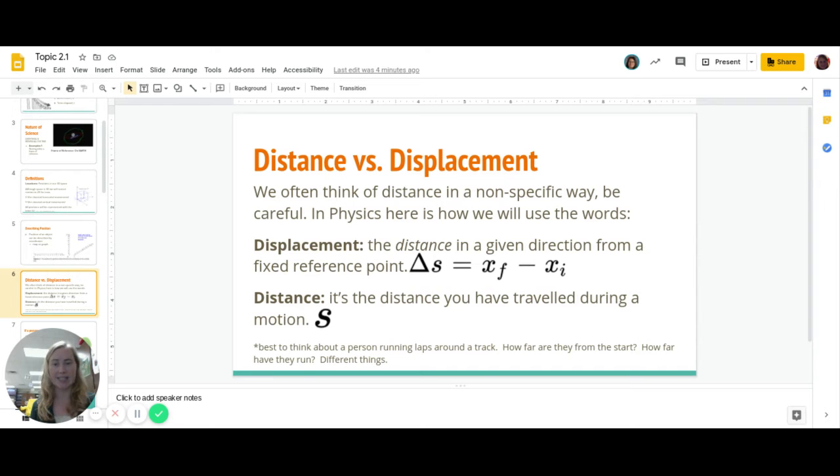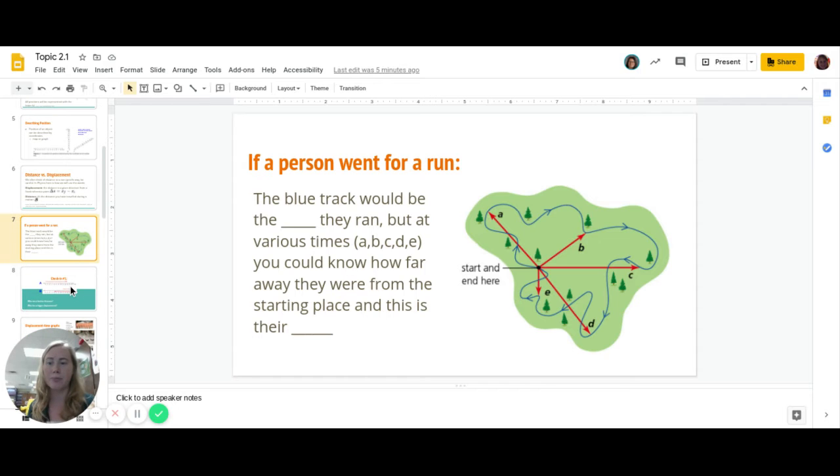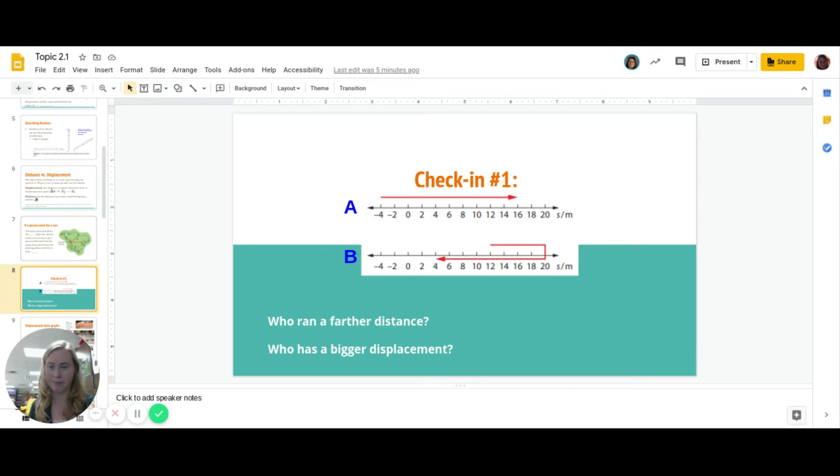The other word for distance is actually distance. And it's the distance you travel during a motion, represented by the letter S. I like to think of the difference between these in terms of someone going for a run. So let's do an example. If this picture is going to be someone going on a run, the blue track is going to represent their displacement as they ran. But at various times, A, B, C, D, and E, you could measure how far away they are from the starting place, and that would be a displacement. So pause this video and do this check-in. The correct answers should be that B runs a farther distance, but A has a bigger displacement.